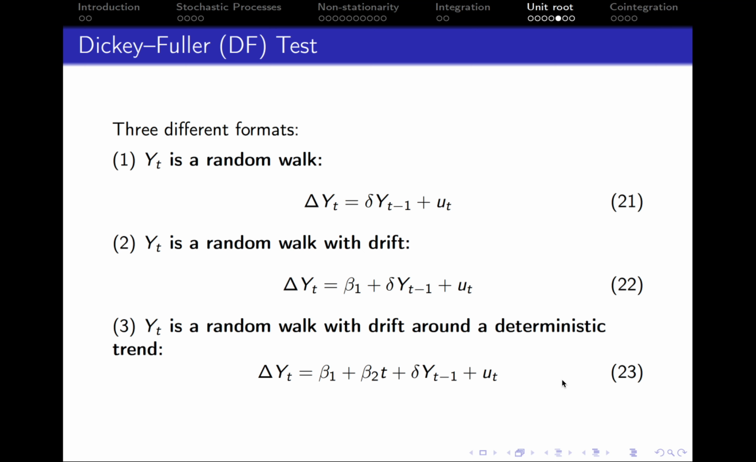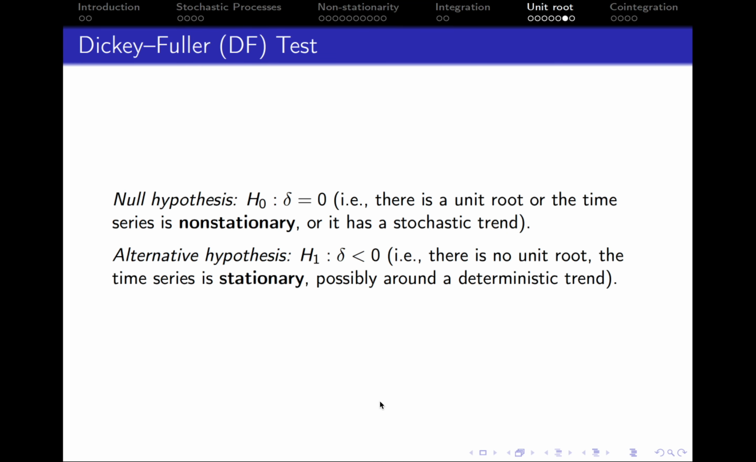On this slide, we have three formats of the Dickey-Fuller test. As you can see, there are three types of model: random walk, random walk with drift, and random walk with drift around a deterministic trend. So a random walk, this is just the model from the previous slide, where delta yt is equal to delta yt minus 1. A random walk with drift, so the first model is just amended with an intercept, and the third model, random walk with drift around a deterministic trend, this is the second model amended by the trend. And the null hypothesis of all the tests is that delta is equal to 0, so that there is a unit root, or the time series is non-stationary, or it has a stochastic trend. And the alternative hypothesis is that delta is lower than 0, which means that there is no unit root and the time series is stationary, possibly around a deterministic trend.